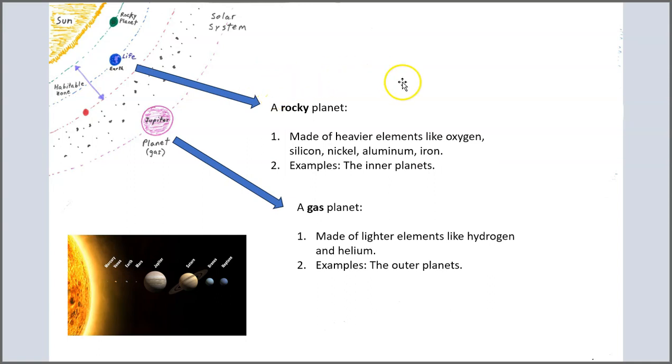We can also take note of 2 kinds of planets that our solar system shows. The inner planets are what we call rocky planets. They're made of heavier elements like oxygen and silicon and nickel, aluminum, iron. And that's in contrast to the outer planets that are mostly made of the lighter elements like hydrogen and helium. For example, Jupiter and Saturn are mostly hydrogen and helium, just like our sun.